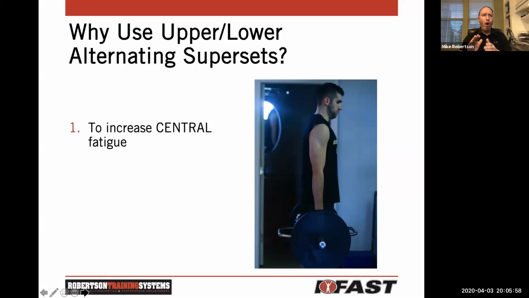And I'd have to pause for a moment and respectfully disagree, because what happens is, let's say you're doing a squat and a push-up. When you're alternating between those two, what actually happens is central fatigue goes up, right? Like your heart, your lungs, they never get a break. So you're working really hard the whole time.